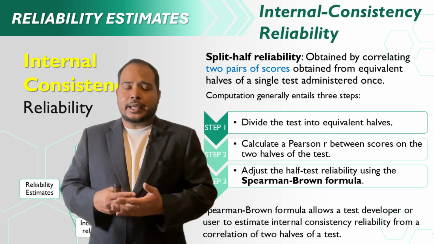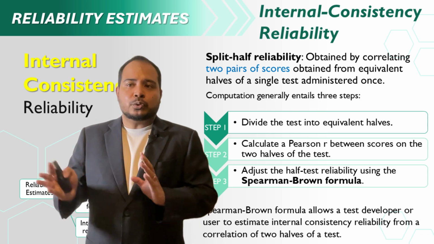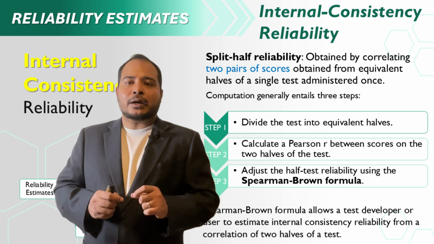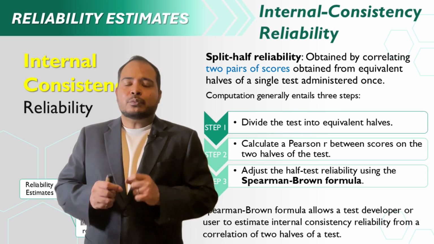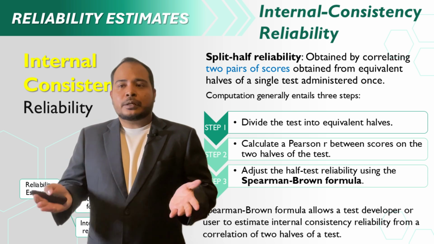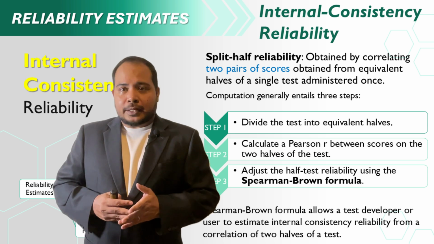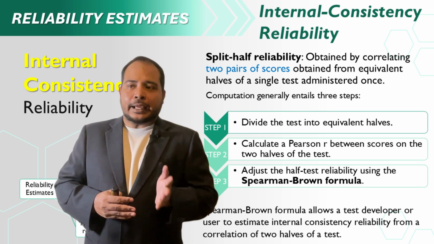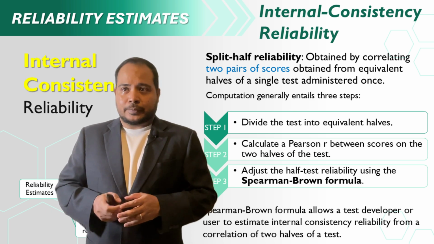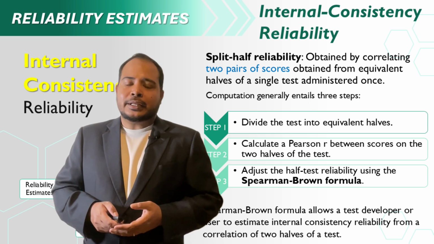And then the next step, we adjust this correlation between the two halves. We adjust the half test reliability using the Spearman-Brown formula, and then we will get a score of split half reliability. The Spearman-Brown formula allows us to estimate internal consistency reliability from a correlation of two halves of the test. Okay, so this is one of the methods, which is split half reliability.